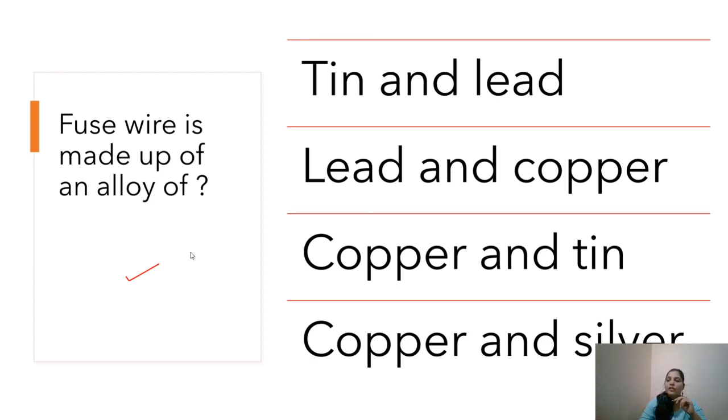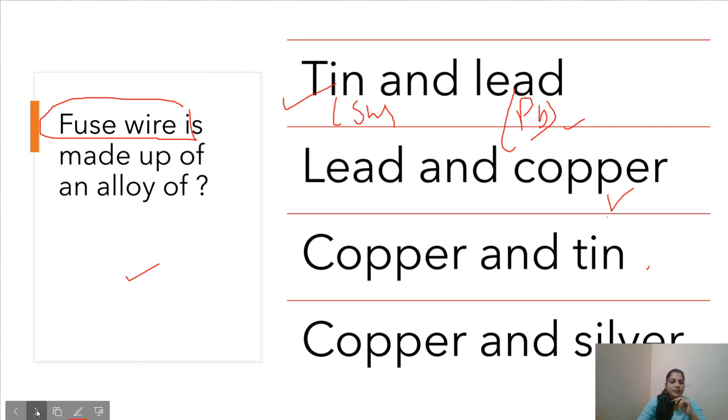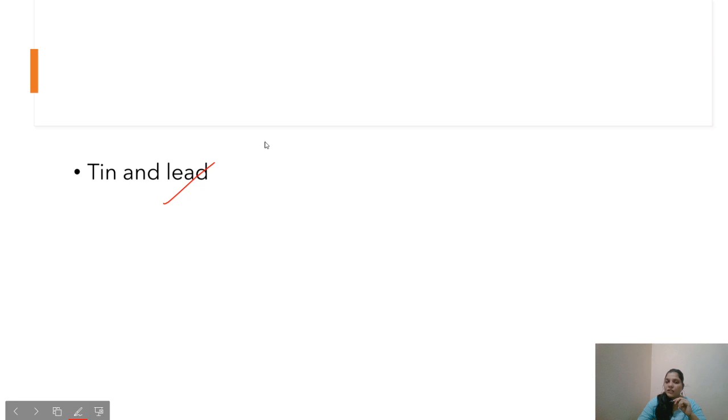Tin and lead. So I'm getting the option A. So in these fuse wire, the combination of these two metals will be used. I'm getting the option A as the answer, which is tin and lead, an alloy of tin and lead. So tin is Sn, lead is Pb, Plumbum. Okay, so the combination will be tin and lead.